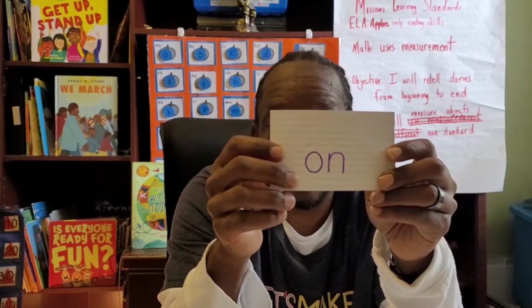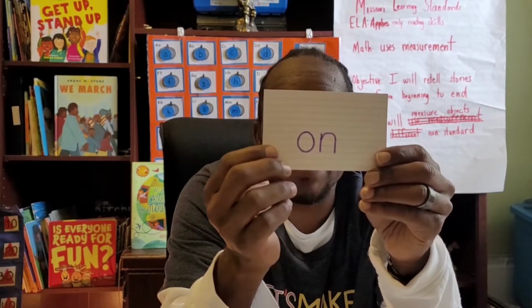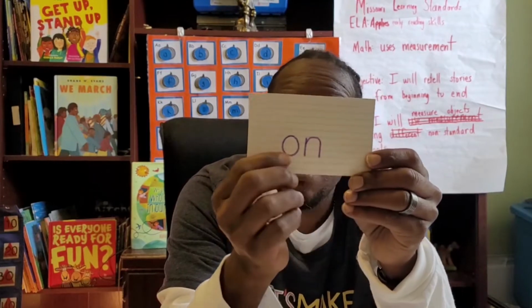And I think we have one more word. On. Let's spell on. O-N. On. We are working on our sight words.